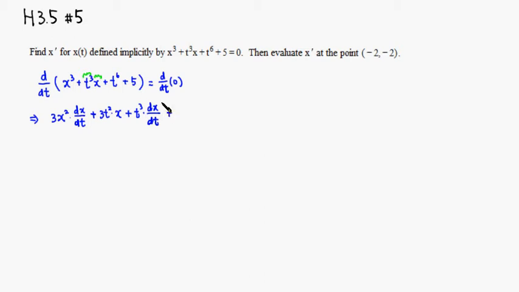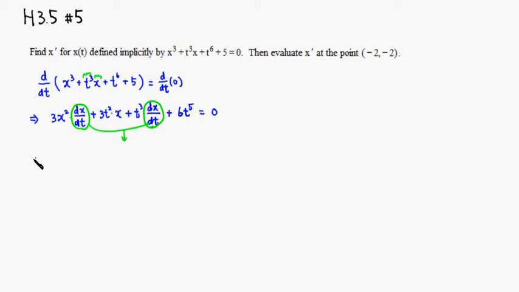Then the derivative of t to the 6th power with respect to t is 6t to the 5th power. The derivative of 5 is 0 since it's a constant, and the derivative of 0 is 0 as well. Now I'm going to collect all the terms that have dx over dt in them, combine them, and factor it out.